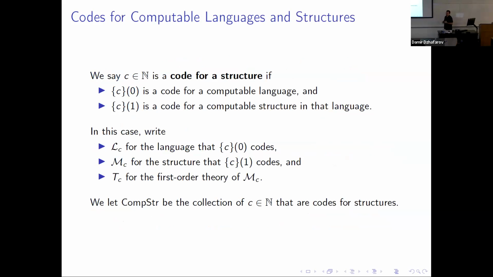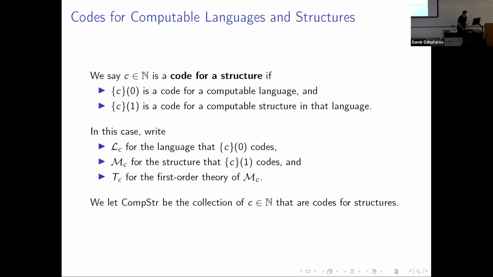Now, a code for a structure, not surprisingly, is going to consist of a computable function where the output on the first input is a code for a language, and the output on the second input is a code for a theory and a model of that language. We're going to use the notation L sub C, M sub C, and T sub C for the corresponding language, model, and theory that correspond to the code we're given. We also let CompStr be the collection of all codes, all natural numbers, which are codes for structures.